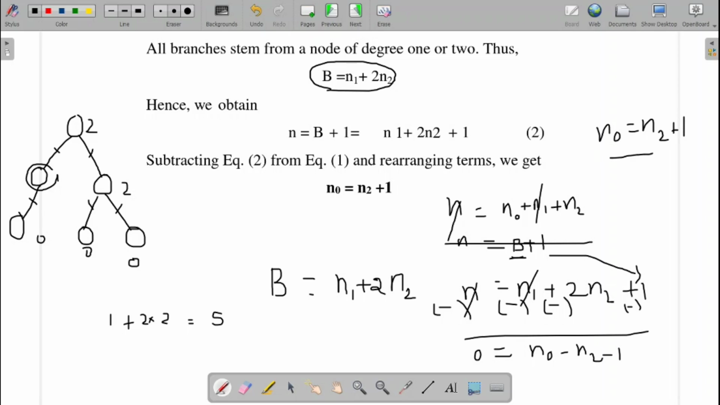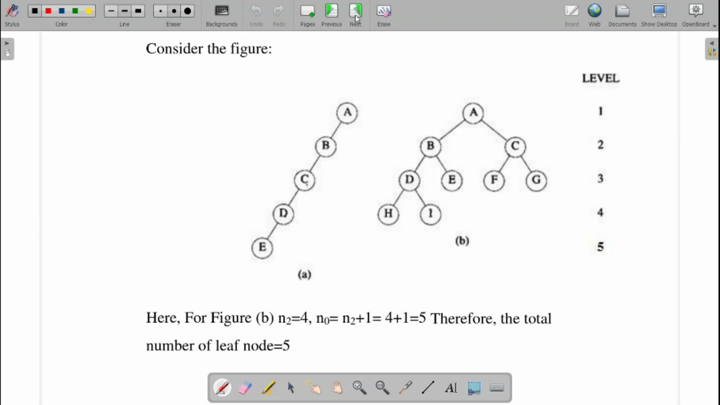So this is what our proof is. That is, n0 will be equal to n2 plus 1. Fine. So this is how we prove the lemma. That is, the number of nodes with degree 0 will be equal to the number of nodes with degree 2 plus 1. Fine. So this is the proof for lemma 2. You can compare over here.